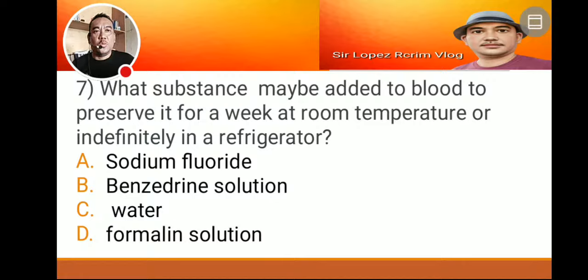What substance may be added to blood to preserve it for a week at room temperature or indefinitely in a refrigerator? A, sodium chloride. B, benzene solution. Letter C, water. Or letter D, formalin solution.